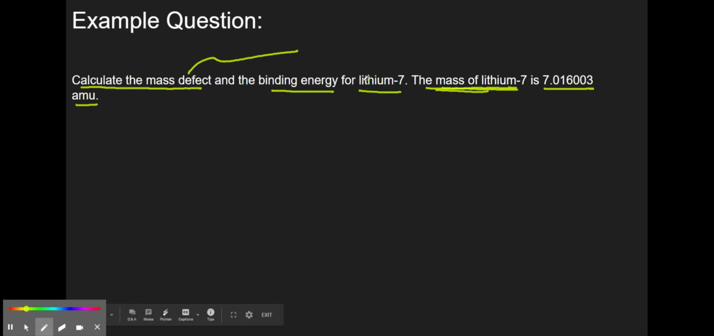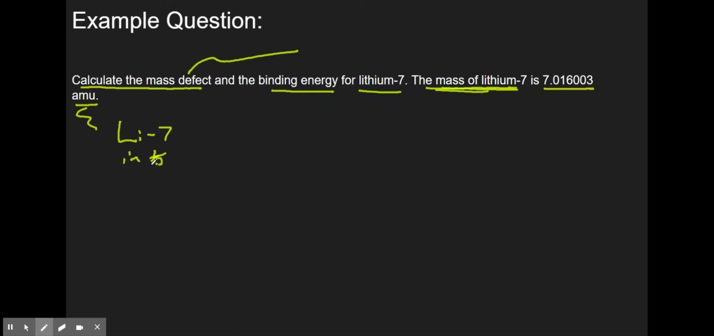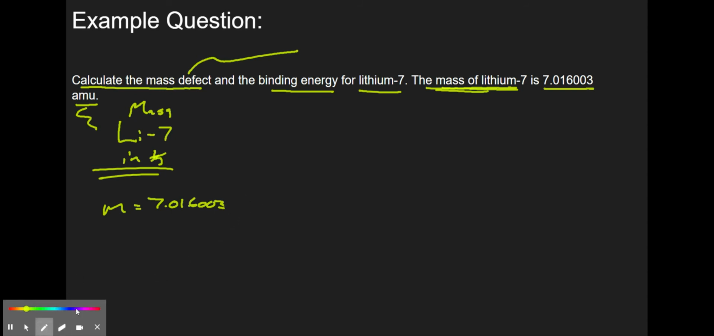So let's start by finding the first thing, which is the mass of lithium-7 in kilograms. Let's get that first of all. So the mass of lithium-7 in kilograms should be 7.016003 times the atomic mass equivalent of that in kilograms, 1.66054 times 10 to the minus 27 kilograms.